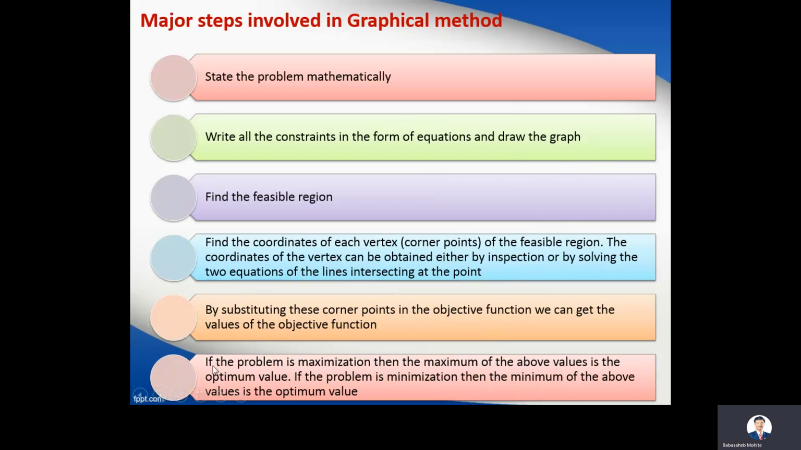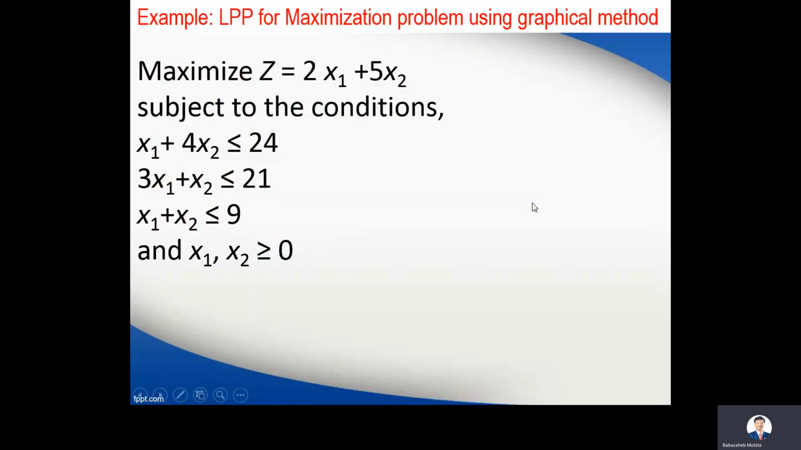And for that, if the problem is maximization, then select the maximum value from the feasible solutions. And if the problem is minimization, then select the minimum value from the feasible solutions. So these are some steps that you have to follow while solving LPP using the graphical method. Now see one simple example. In the example, they have given an LPP for a maximization problem using the graphical method.